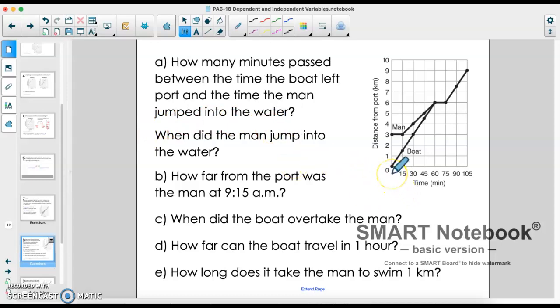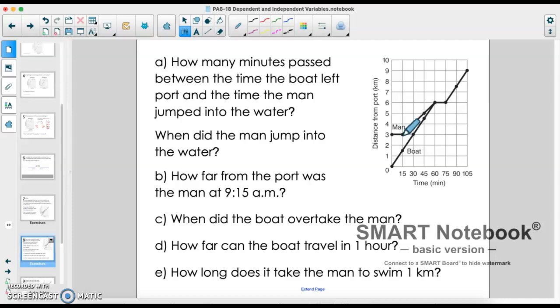And so if we look down here, if we go over to 15, this is the point where the man jumped in the water and started swimming. Before that, this horizontal line would mean that he's just on shore. So then the next question is, how far from port was the man at 9:15? This takes a bit more interpretation, but this point here represents 9 o'clock because that's when the boat leaves. So now this is 9:15. This is when the man jumped in the water. He was 3 kilometers from port.